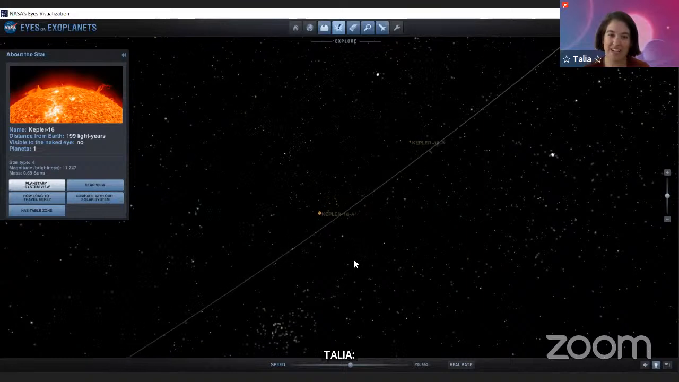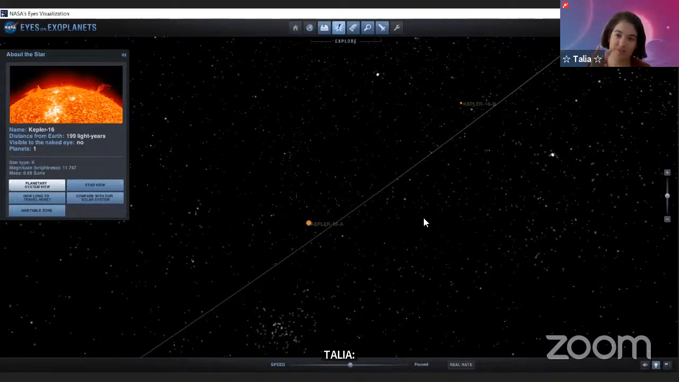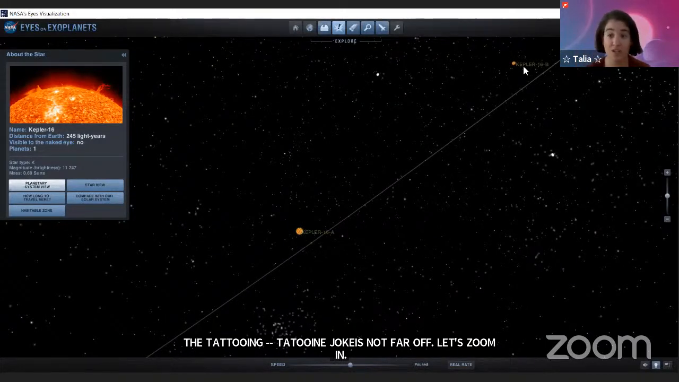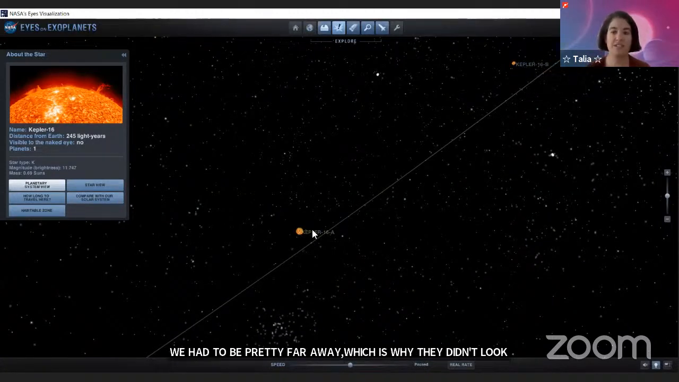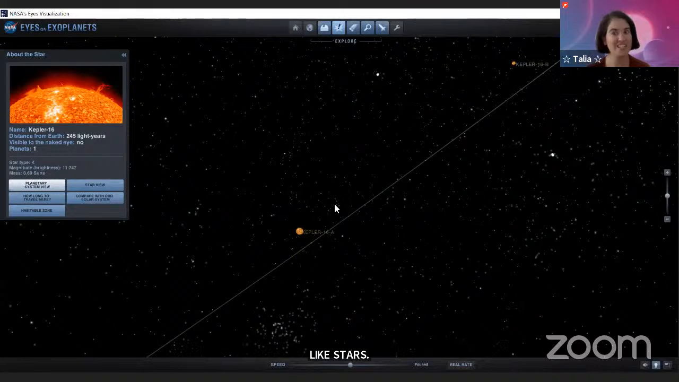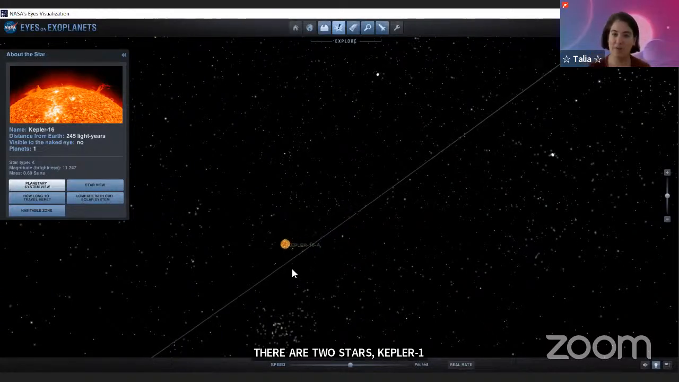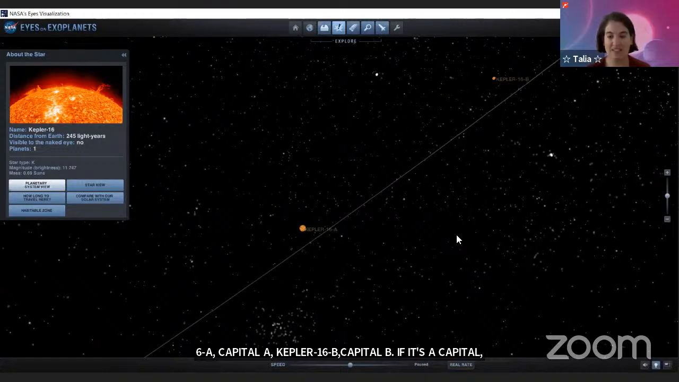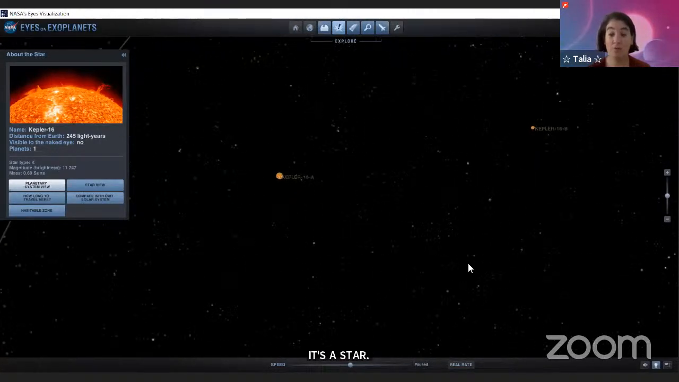And what we are looking at here are not one, but 2 stars. We had to be pretty far away, which is why they didn't necessarily look like stars, but there are 2 stars here. And they are Kepler 16A, capital A, and Kepler 16B, capital B. If it's a lowercase b, it's a planet. If it's a capital B, it's a star. And we used to assume that this couldn't happen, that a planet could not orbit 2 stars at once, that the gravitational effects from the 2 stars would make everything too unstable for the planet to be in a nice, stable orbit. Now, we're wrong.